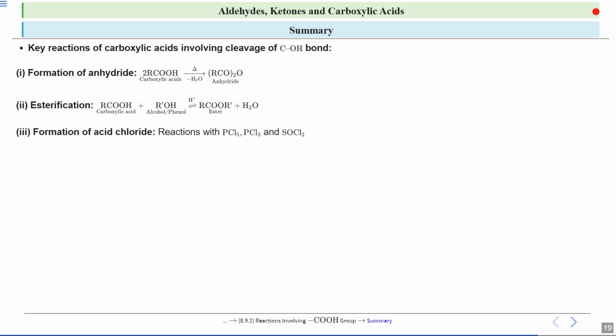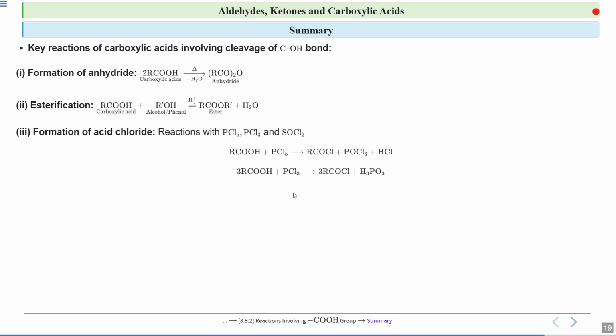Next, we discussed the formation of acid chlorides. Carboxylic acid reacts with PCl5, PCl3 or SOCl2 to form acid chlorides. These are highly reactive compounds which are used in acylation reactions. In this reaction, phosphorus pentachloride, PCl5, reacts with carboxylic acid and is converted into acid chloride, and the byproducts you get are POCl3 and HCl. So it is a straightforward method to obtain acid chlorides from carboxylic acids.